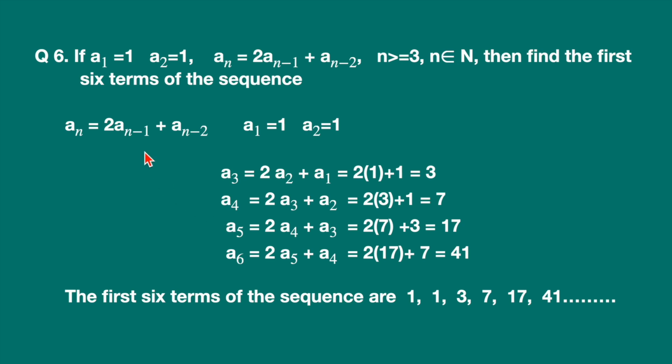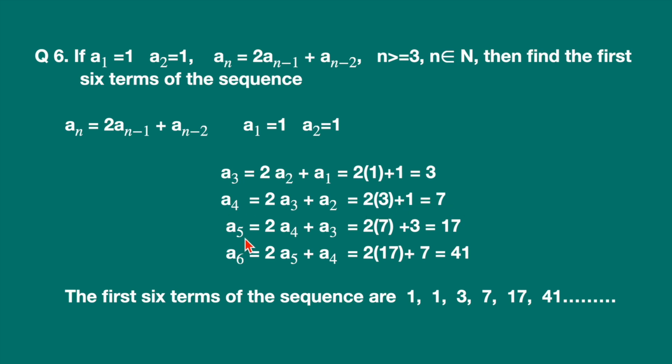Fourth term, again go back here. 4 minus 1 is 3. 4 minus 2 is 2. So this becomes 2 into a3 plus a2. Again, here in place of n, put 4. 4 minus 1 is 3 and 4 minus 2 is 2. Now you know the value of a3. You got it as 3. a2, 1. Substitute here. 2 3s are 6 plus 1, 7.